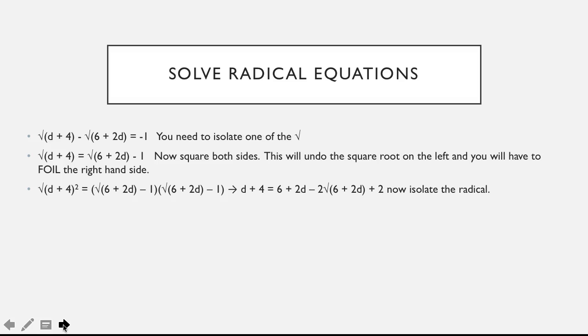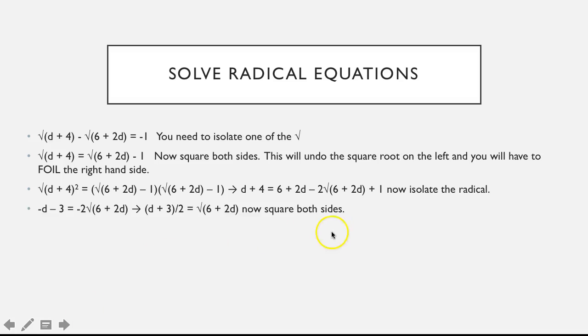So you're going to get the square root of d plus 4, that quantity squared, and you're going to have to multiply the square root of 6 plus 2d minus 1 times the square root of 6 plus 2d minus 1. The square and the square root cancel each other out, leaving you with d plus 4. When you multiply the square root of 6 plus 2d times the square root of 6 plus 2d, you get 6 plus 2d. Negative 1 times the square root of 6 plus 2d, and the negative 1 times the square root of 6 plus 2d, leads into negative 2 times the square root of 6 plus 2d. 1 times negative 1 is the positive 1, and now you need to isolate the radical all over again.